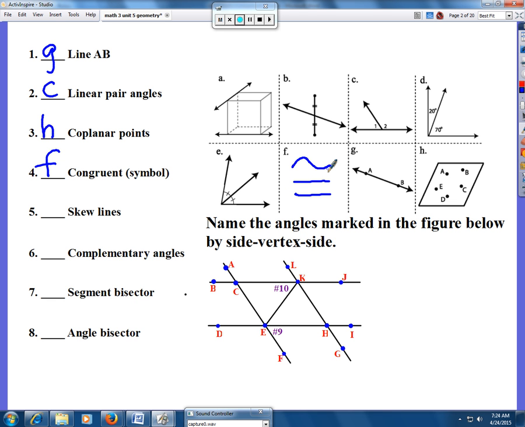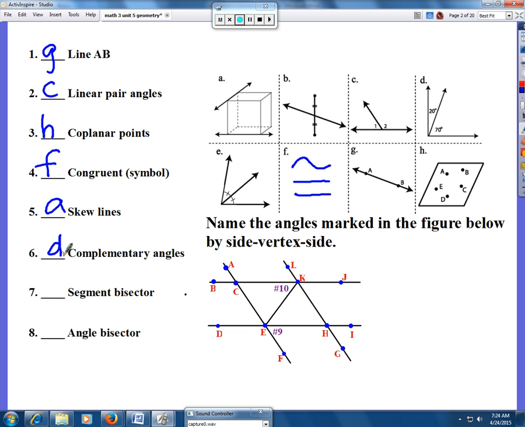Skew lines are two lines that are not parallel, but they will never touch. So if you look at this box and you picture the top of a box going this way and then the bottom going this way, this line and this line are not parallel, and they will also never touch. So those are skew lines. Complementary angles are angles that add up to 90 degrees. So we can see in box D we have 20 plus 70 equals 90. Those angles are complementary angles.